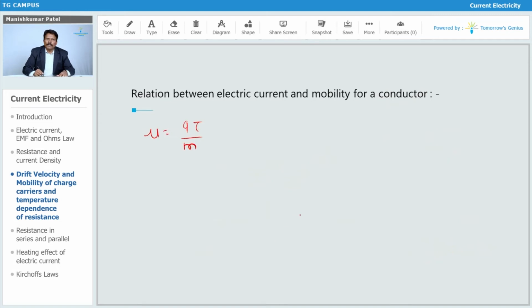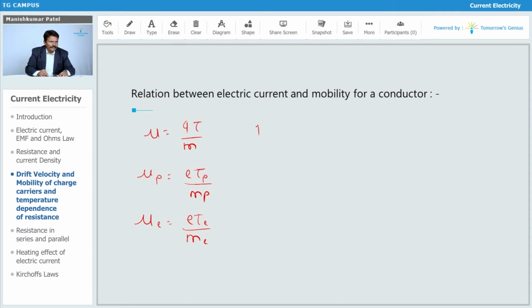Now there might be a possibility that this is the mobility because of holes, which I will denote by p. Again q is equal to E, tau is tau, so mu p is E tau upon mp. Similarly you can write it down for electrons also. The charge on the electron and the proton is the same, and the mass is me.